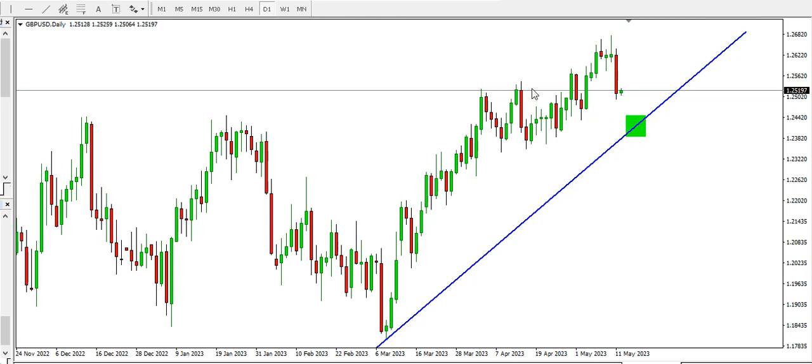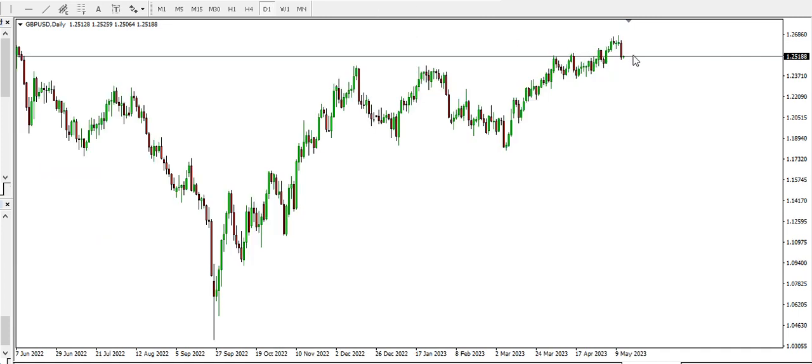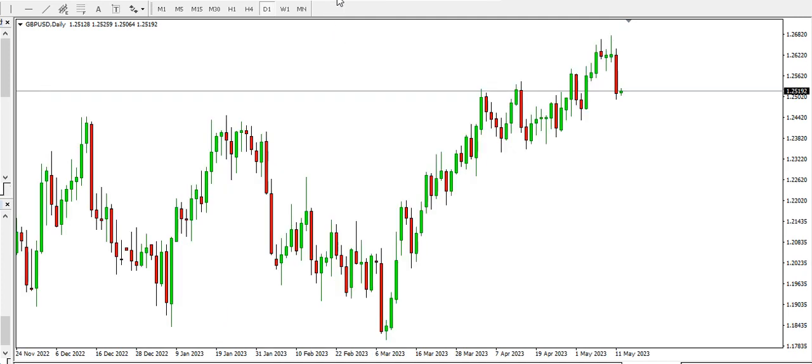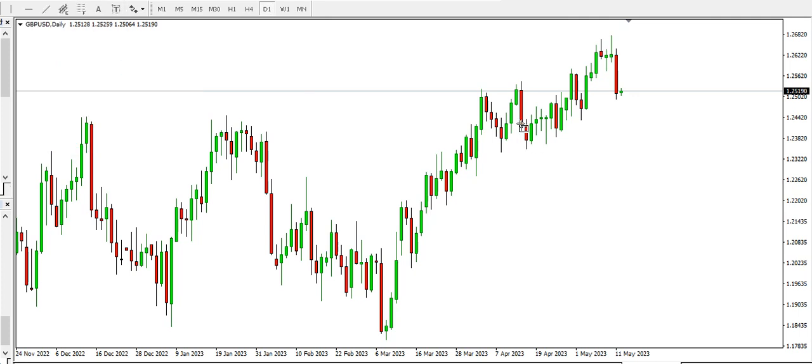So the bulls are still in charge of the daily time frame, but it's as if the bears are trying to step in and push price down. If the bears push the price of GBPUSD down, we might see a support around here. Here might serve as support on the daily time frame.